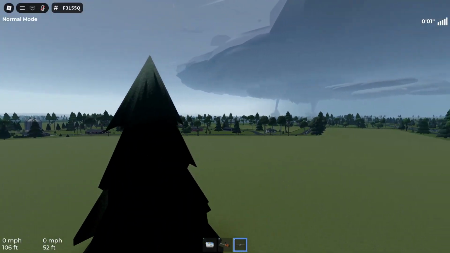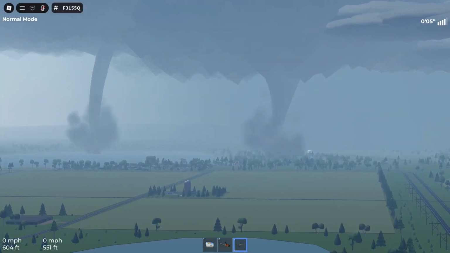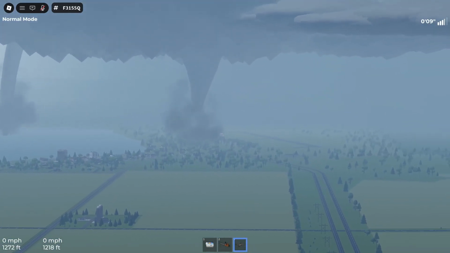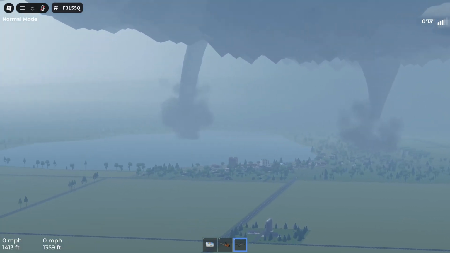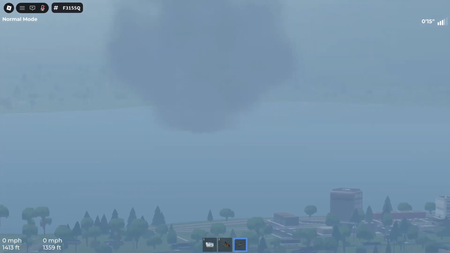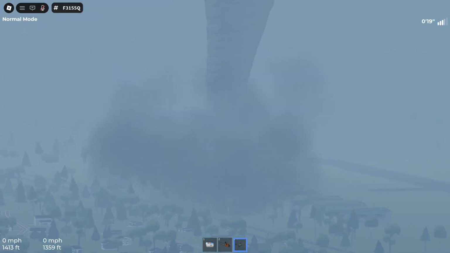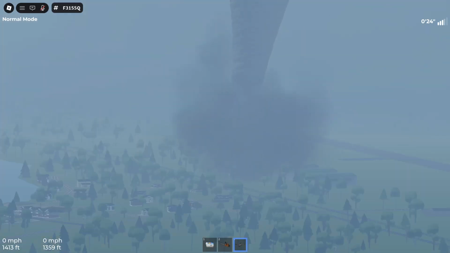Pardon the distraction, but we have twins. Let's not go too high up so that we can see what's going on around here. That one hasn't fully touched the ground yet. Oh, nope, there it is. Now it has. So that one is now officially a full tornado, and that one is debating whether or not it wants to lift. It did just hit the airport radar.